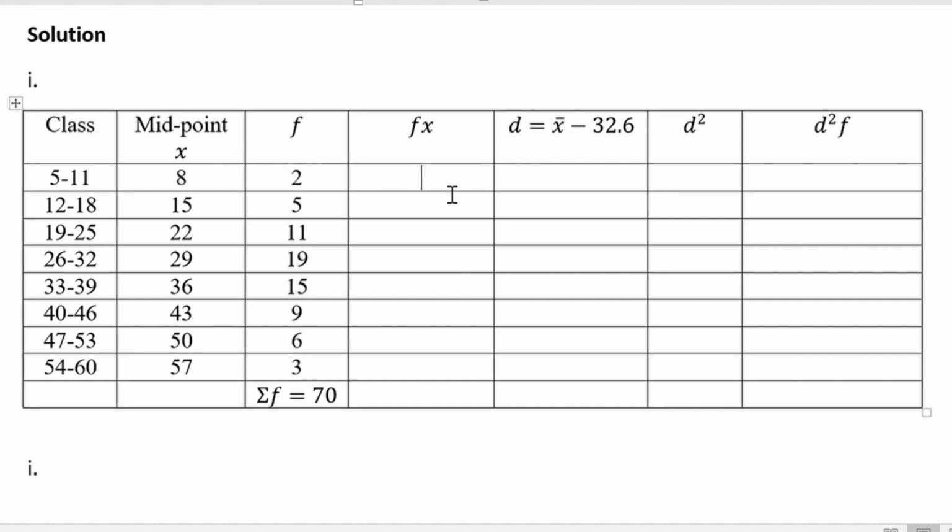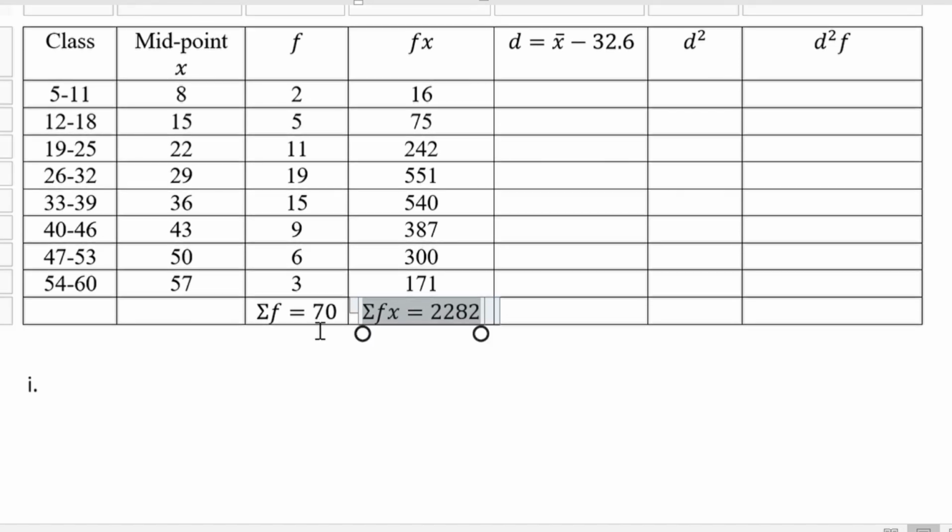Column fx is calculated by taking a value in column F times the corresponding value in the x column. So the first one will be gotten by taking 2 times 8, giving us 16. The next one will be 5 times 15, gives us 75. 11 times 22, like that, up to the last one, which is 57 times 3, giving us 171. We also need the total for this column. When we add them, we shall get summation fx, which is equal to 2282.